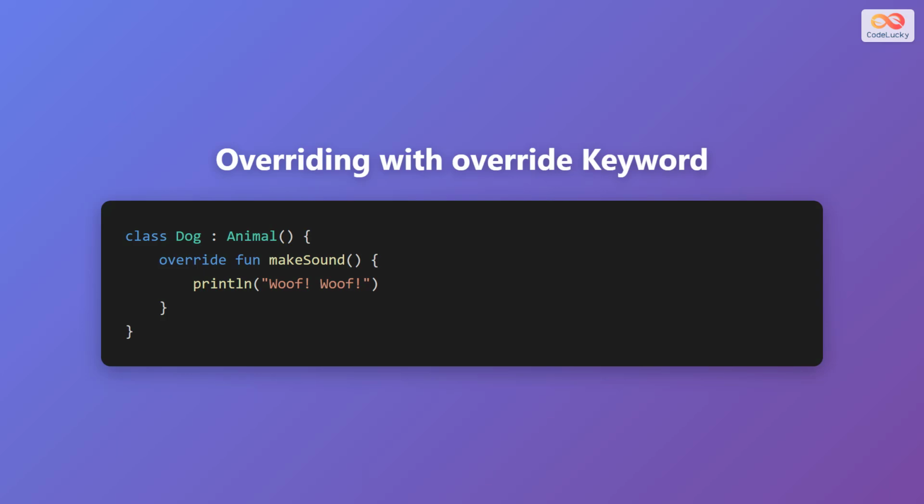Now let's create a dog class that inherits from animal. To override the makeSound method, we use the override keyword before the fun keyword. Inside this overridden method, we provide a dog-specific implementation that prints woof woof. The override keyword tells Kotlin that we're intentionally replacing the parent class method.